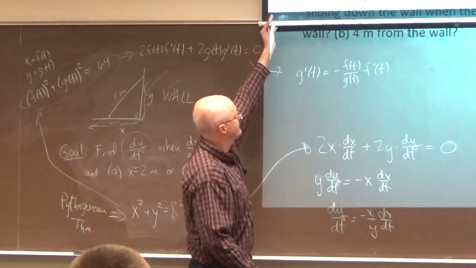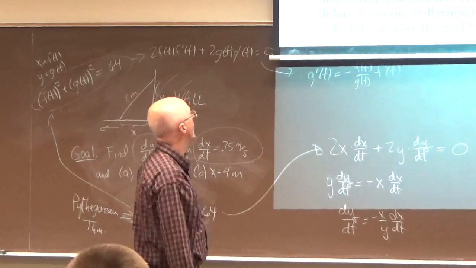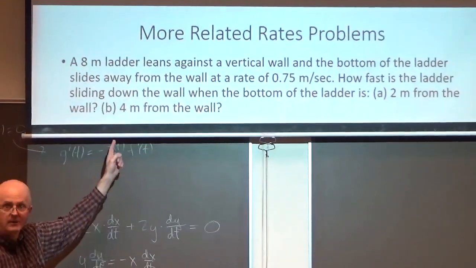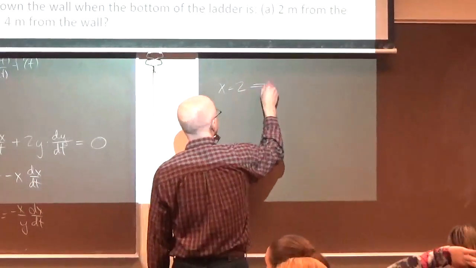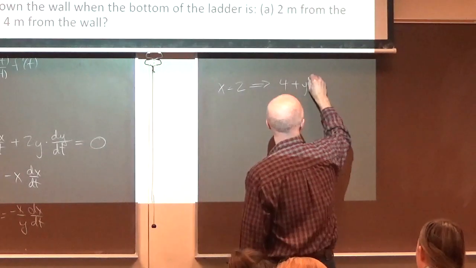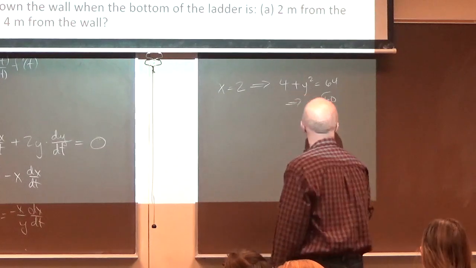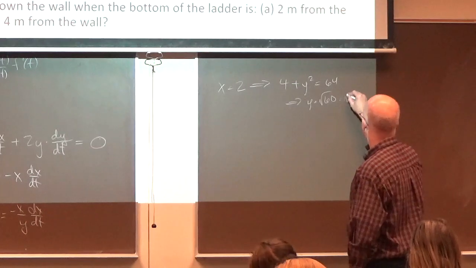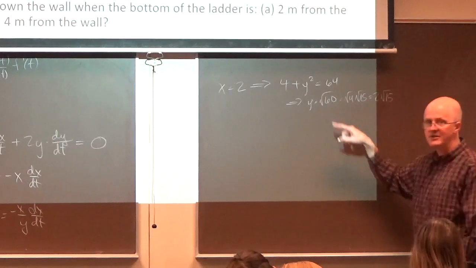Now you plug the numbers in. dx/dt is 0.75. We do need to use the Pythagorean theorem again to solve for y algebraically when x is either 2 meters or 4 meters. If x is 2, then we get 4 plus y squared equals 64. So y is the square root of 60. Square root of 60 is the same as square root of 4 times square root of 15, 2 times square root of 15. But I am fine just leaving it as square root of 60.